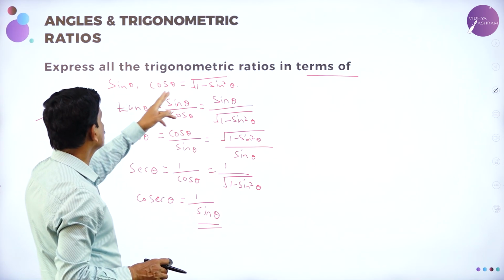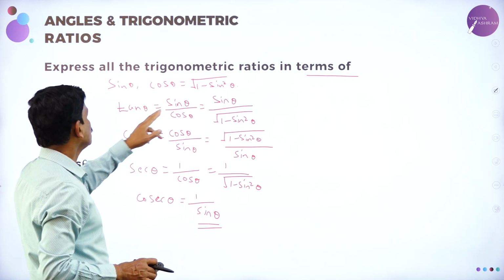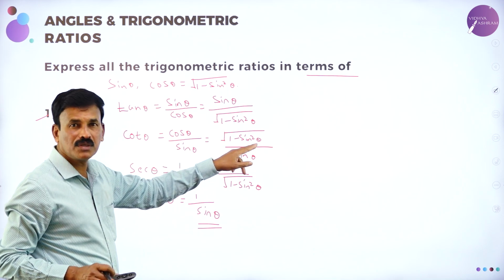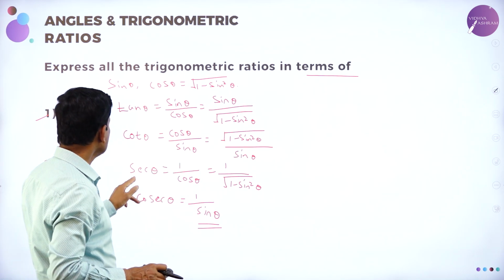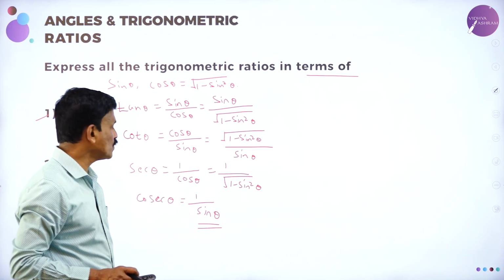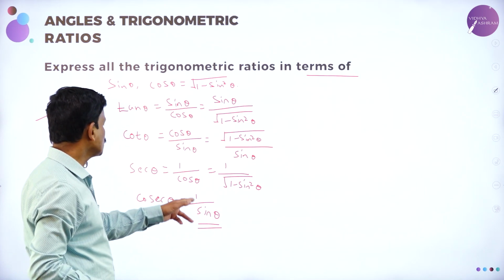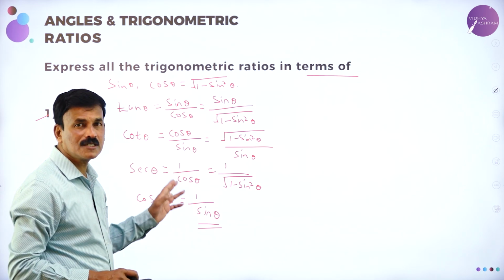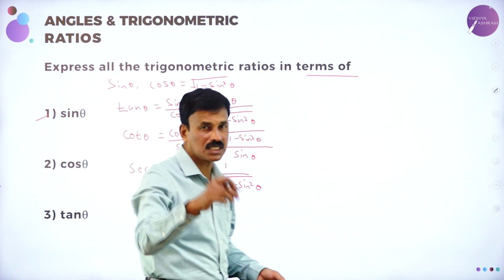Sin theta as it is, cos theta is root of 1 minus sin square, tan theta is sin theta by root of 1 minus sin square, cot theta is equal to root of 1 minus sin square by sin theta, secant theta is equal to 1 by root of 1 minus sin square, and cosecant theta is equal to 1 by sin theta. This is how we are going to express all the trigonometrical ratios in terms of sin theta.